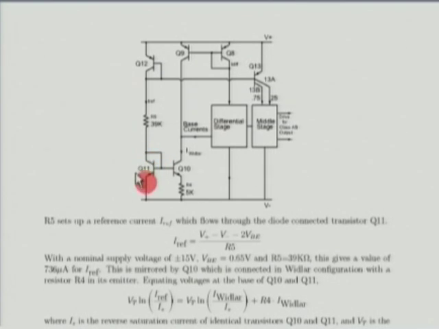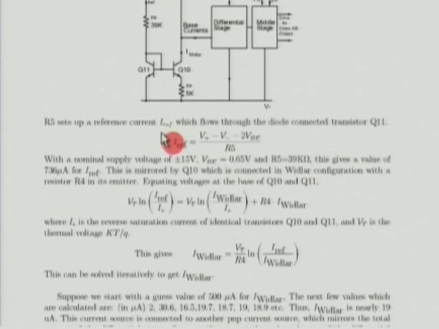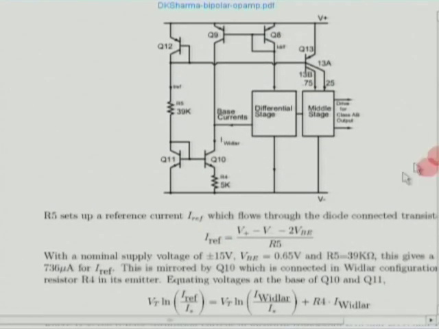These are diode connected, and this resistor then determines the amount of current which will flow in this part of the circuit. So essentially, the difference of the positive and the negative supply minus twice VBE, one contributed by Q12, the other by Q11, that voltage is dropped across 39K, and that gives you the amount of current which will flow through this circuit. Therefore, we call this current I ref.